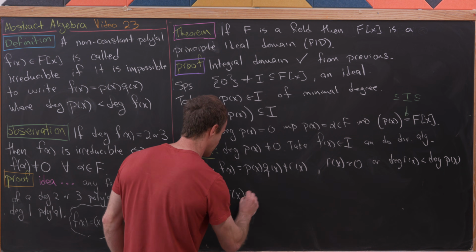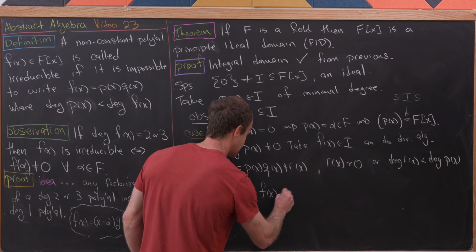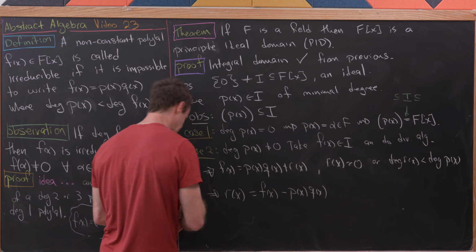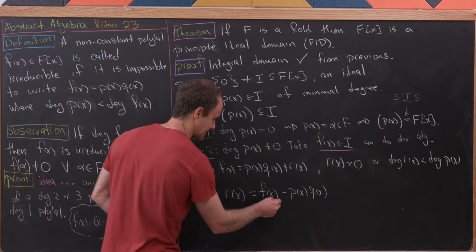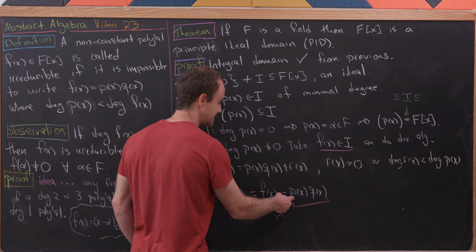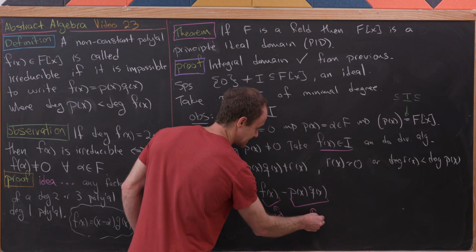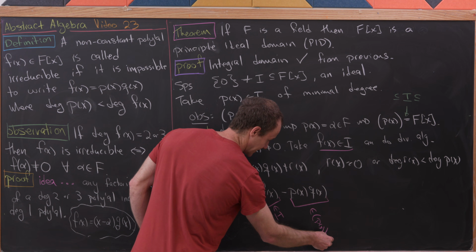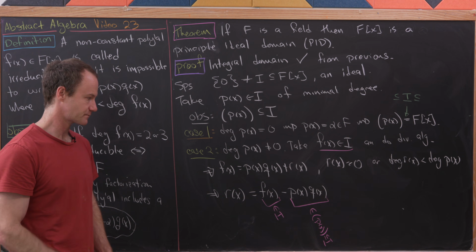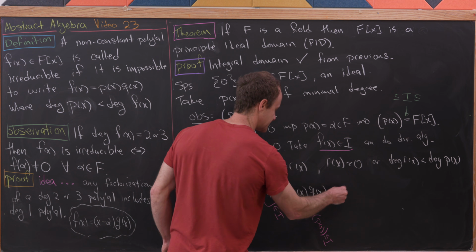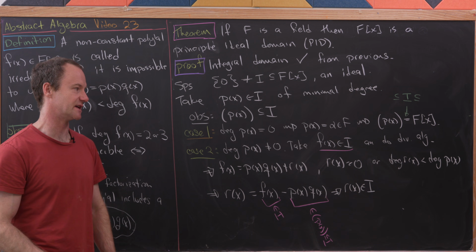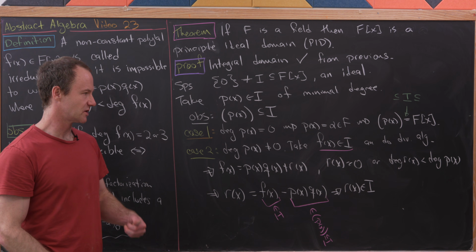So we can solve R of X equals F of X minus P of X times Q of X. And now let's notice that up here, we took F of X to be inside of the ideal. So this is inside of the ideal. But then this is a multiple of P of X, which means it's in the ideal generated by P of X, which is a subset of I. So that means that's also inside of I. But that tells us that R of X is itself inside of I because it's a combination of things in I.